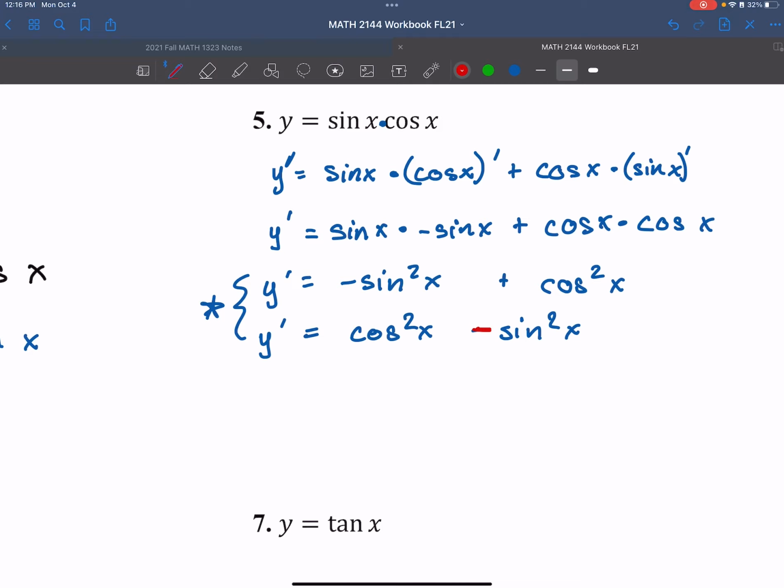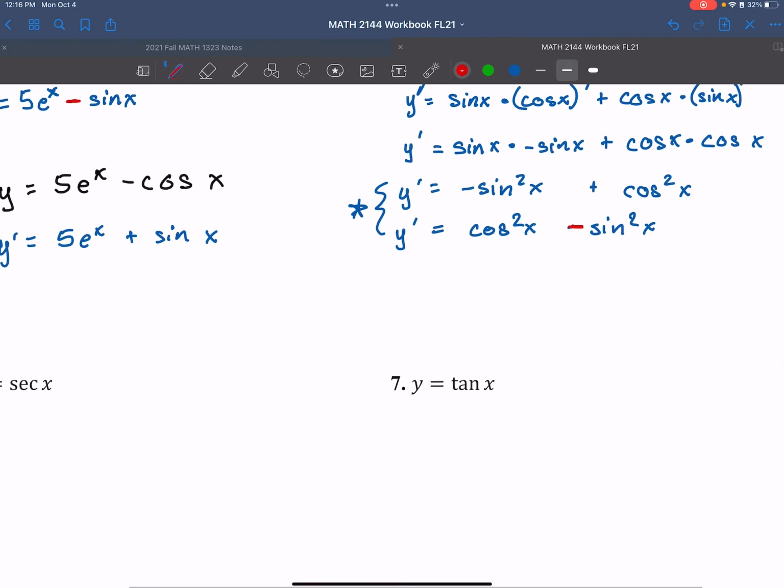Any questions on number 5? Anyone get it before me? A good amount of you. Awesome. Just want to give everyone a moment to process.